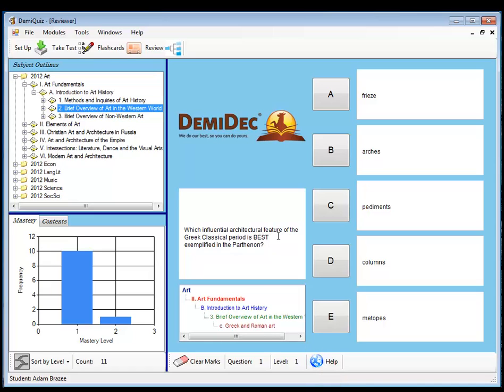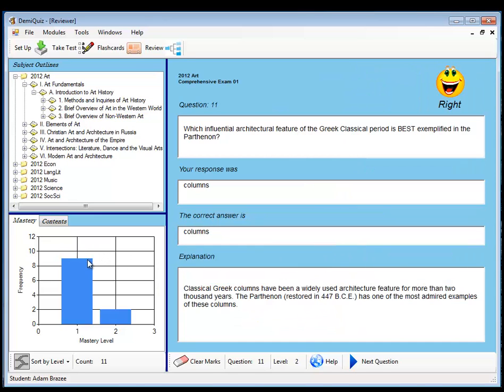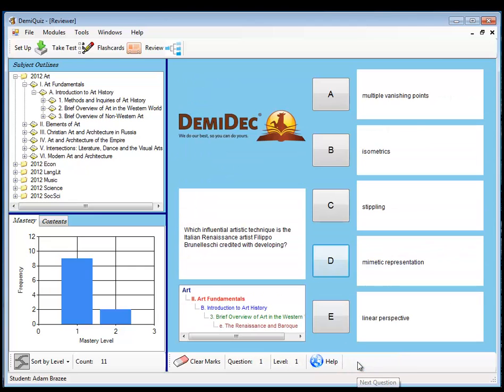Which influential architectural feature of the Greek period is best exemplified in the Parthenon? And that would be columns. Notice it reduces the level 1 questions and gives me a level 2, because now that one has been gotten right twice in a row. Okay, it says level 2 right here. That means I've gotten it right twice. Go to the next question.